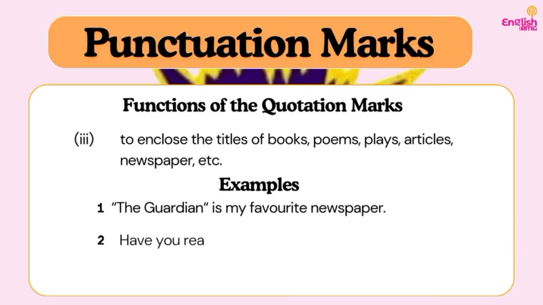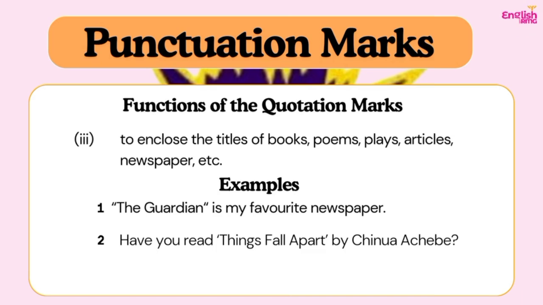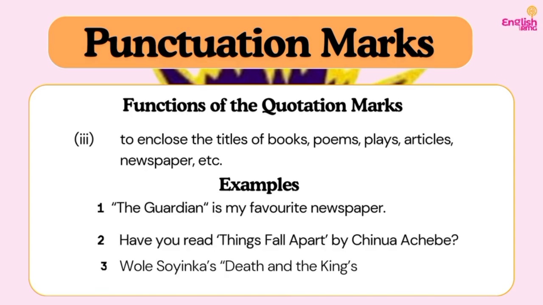Double quotation marks. Example 2: Have you read "Things Fall Apart" by Chinua Achebe? Because it's the title of a book, I'm not just going to leave it bare like that. Sometimes for literature students, you need to underline titles of books. It is titles of poems that you put in quotes. Do you understand? Example 3: Wole Soyinka's "Death and the King's Horseman" is a classic play.